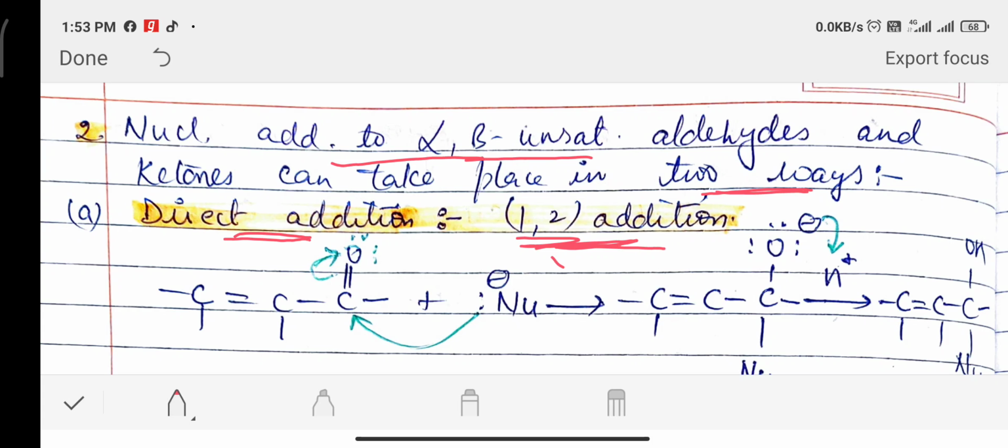In 1,2 addition, we can show the nucleophile attacks the carbonyl carbon, and the electrons move so that oxygen carries the negative charge and the nucleophile attaches to the carbon. Suppose it is the first carbon. Now the second part: H positive attacks the O group, so 1,2 addition takes place.